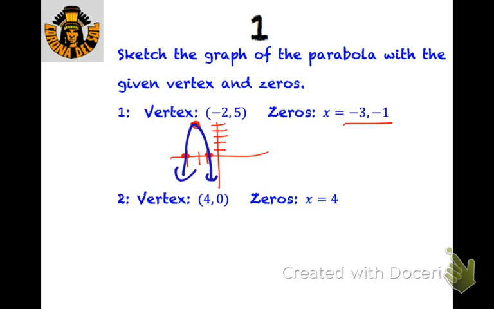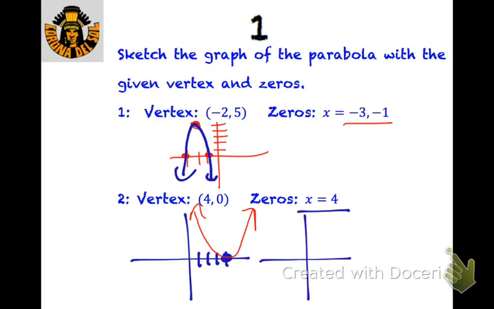This next one, the vertex is 4, 0. So 1, 2, 3, 4, 0. It says that there's only one zero, that x equals 4. So this one could be a parabola that opens upward, or it could be a parabola that just opens downward at that same spot. But the point is it just has one x-intercept, right at 4.